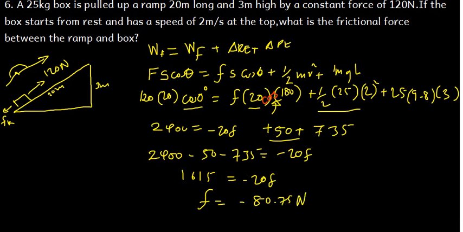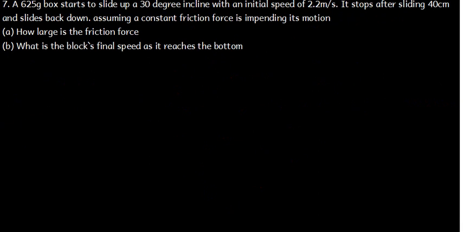Really the negative sign is just telling us it's in the opposite direction. We know that. So work done by friction is negative. Work done by friction is negative because it reduces the motion that you're talking about, or it reduces the actual work.